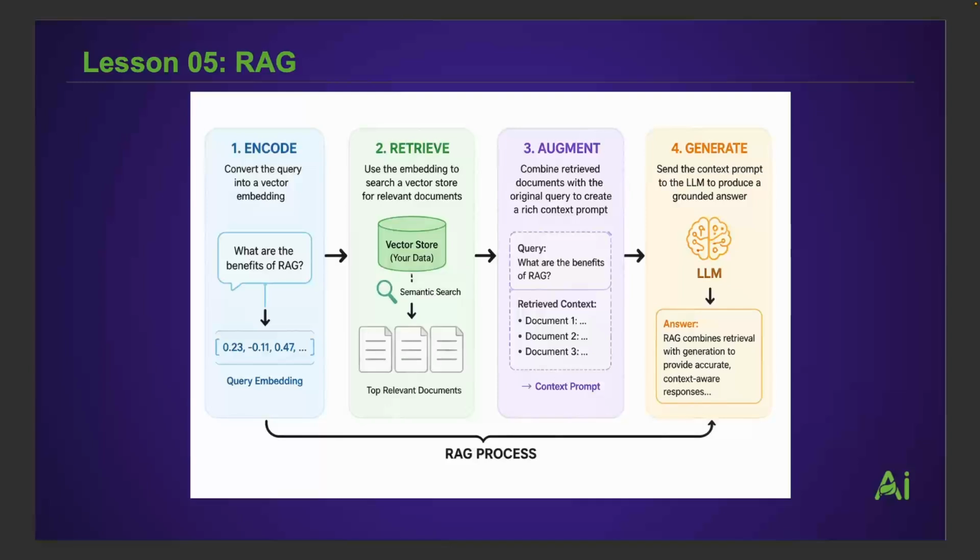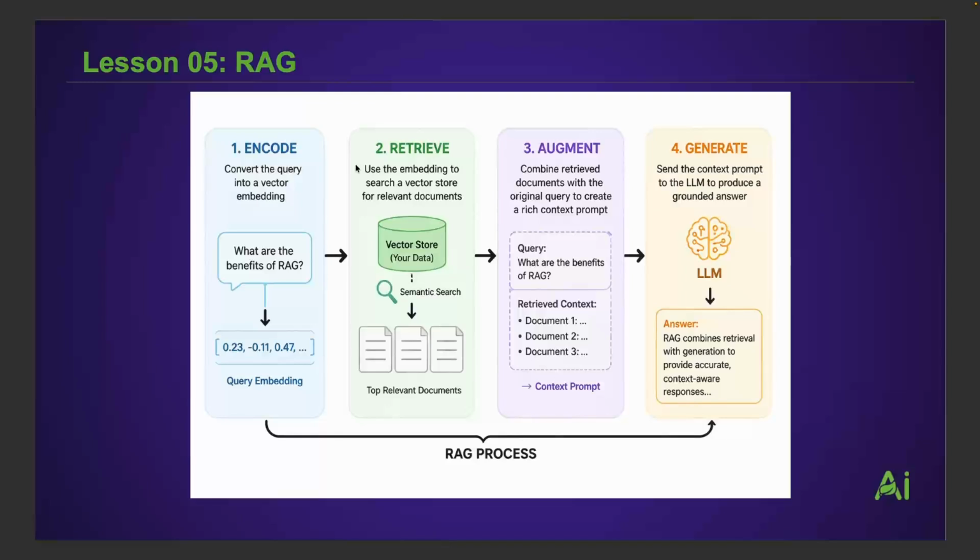This is a powerful technique that combines information retrieval with LLM generation. Instead of relying solely on the LLM's training data, RAG retrieves relevant documents from your knowledge base and uses them to ground the LLM response, ensuring accuracy and relevance. RAG is the bridge between your data and the LLM.